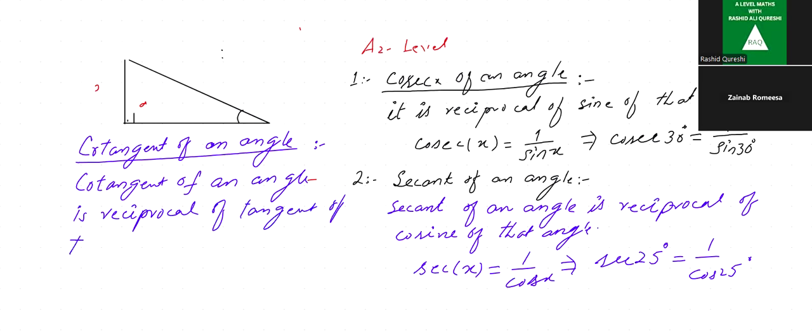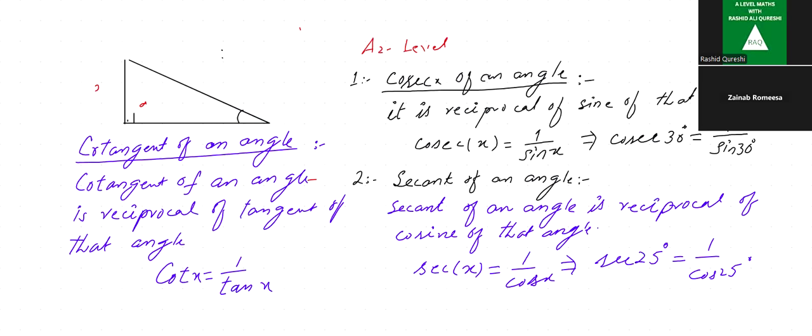That's very simple. COT, cot, is the abbreviation of the word cotangent. An angle will be given, maybe x, maybe y, maybe z. So if the angle is x, cot x is equal to 1 over tan of x. That's the information that you have to use. These three ratios we will use in A2 levels.